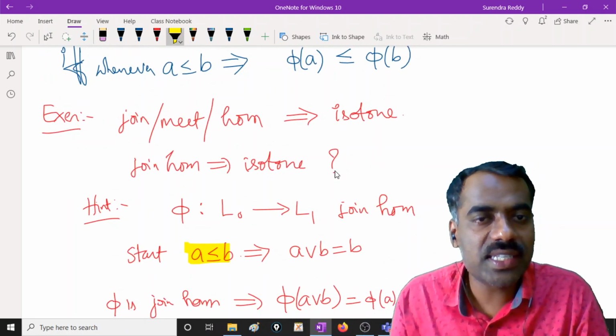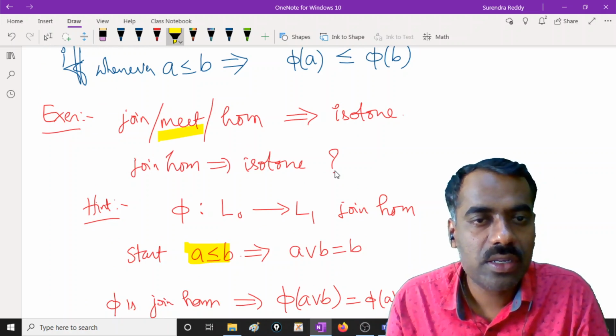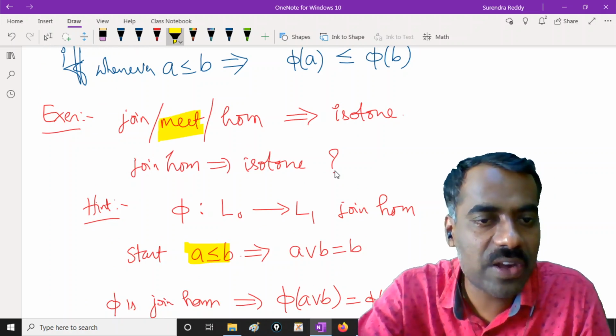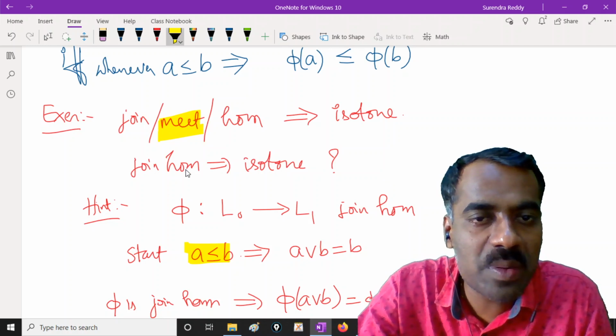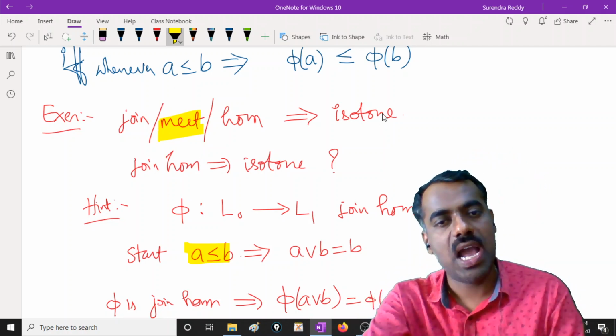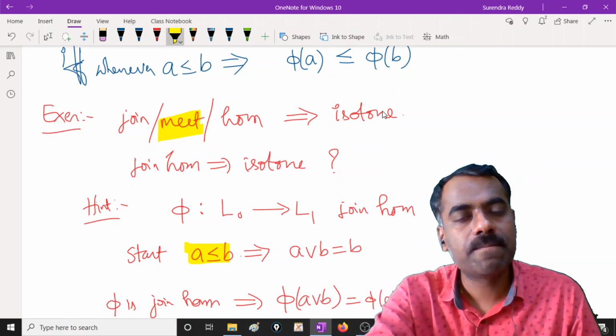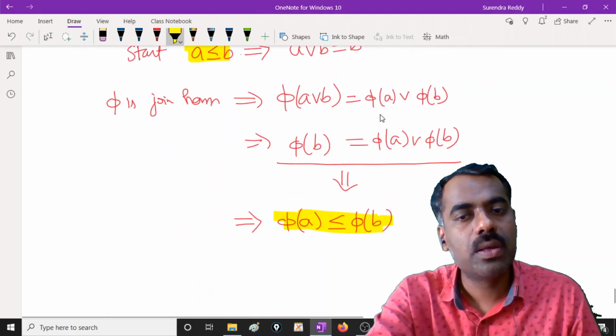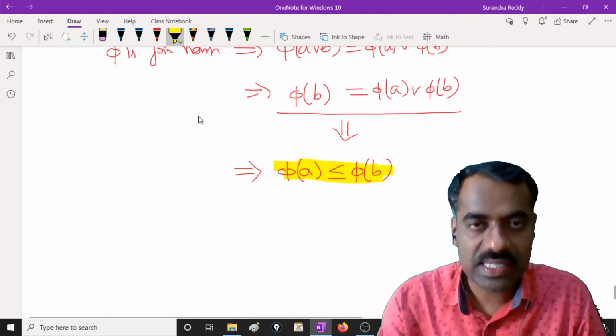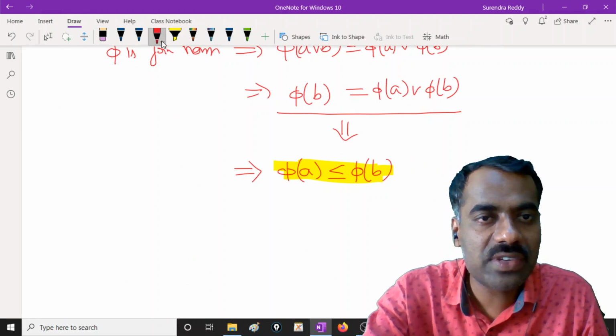Now your exercise is to prove it for meet. It is very simple. Are you following? Start with a meet homomorphism and prove that it is isotone, right? Is that clear? Now I'll give one more exercise, then we stop here.